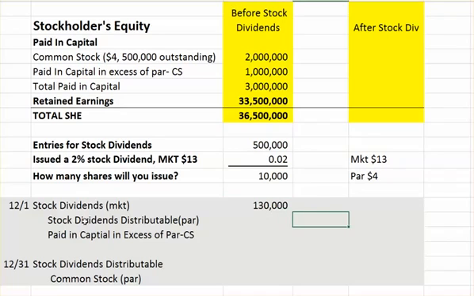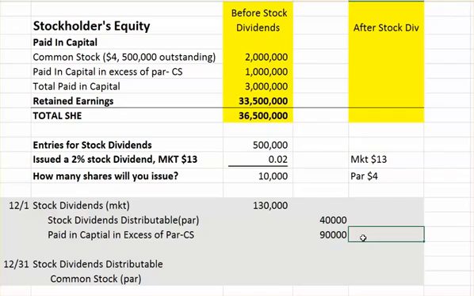I'm going to credit a liability account called stock dividends distributable because on the date of distribution I have to give away that stock. And so the par value is $4 and I'm giving away 10,000 shares, so my liability is $40,000. Paid-in capital in excess of par is the difference between these two, which you can see here is $90,000.